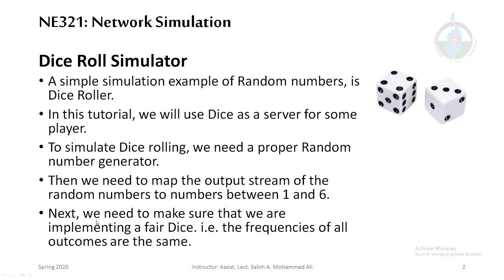Next, we need to make sure that we are implementing a fair dice. A fair dice means that the number of any face should be equal to the number of other faces if we threw the dice too many times. In other words, the frequencies of all outcomes are the same.